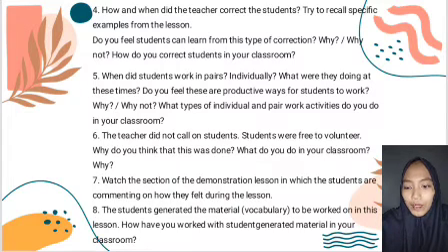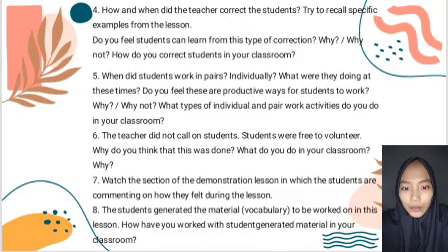8. The students generate the material or vocabulary to be worked on in this lesson. How have you worked with student-generated material in your classroom? Okay, thank you.